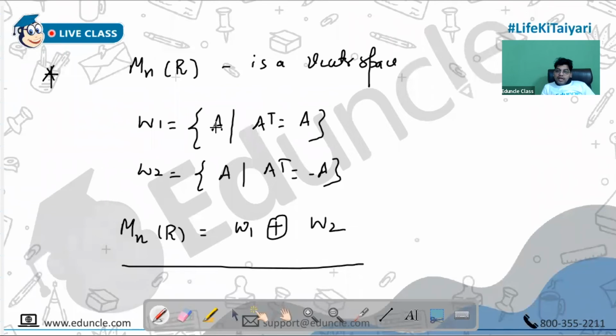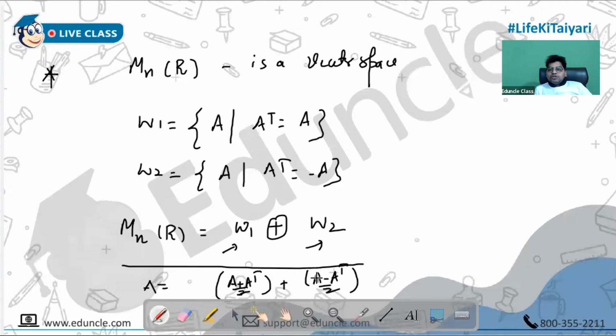Yes or no? And any matrix can be written as a sum of symmetric and skew symmetric. Why? Any matrix you can write as A equals (A plus A transpose)/2 plus (A minus A transpose)/2. This is symmetric, this is skew symmetric. So it means M_n(R), the set of all matrices, which is a vector space, is written as a direct sum of two subspaces. One subspace is the set of all symmetric matrices, and the second is the set of all skew symmetric matrices. This is also clear. Yes.